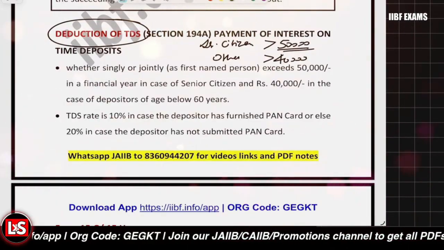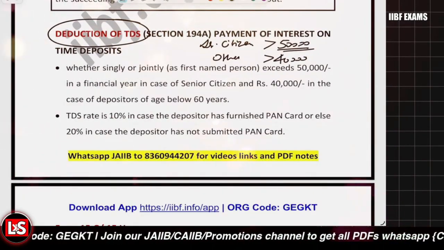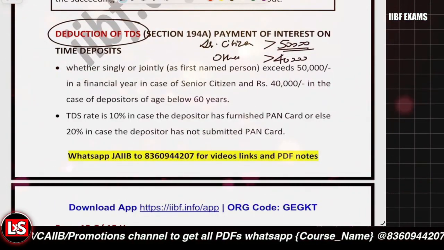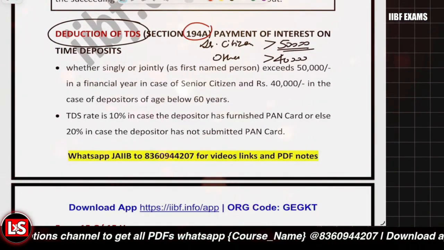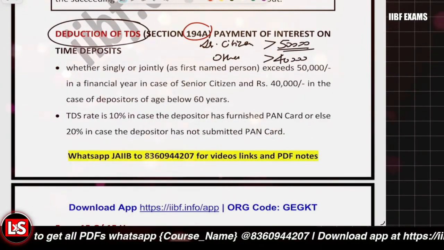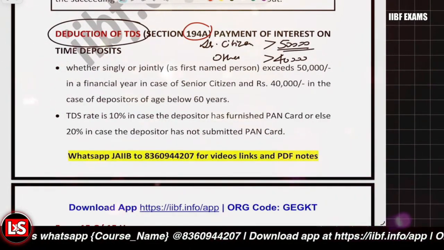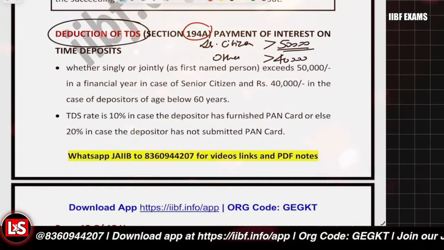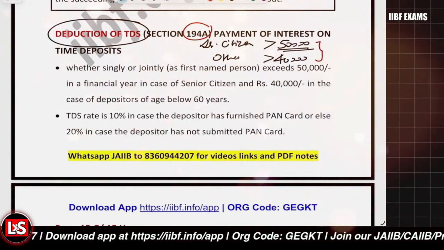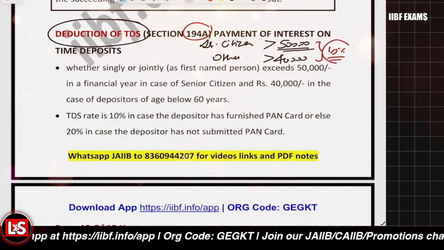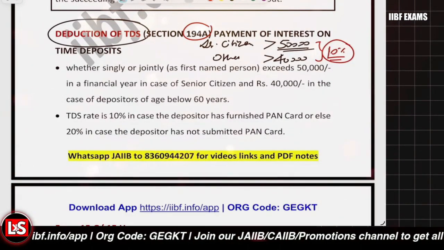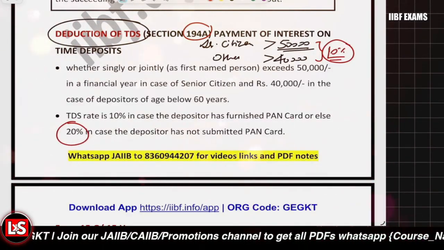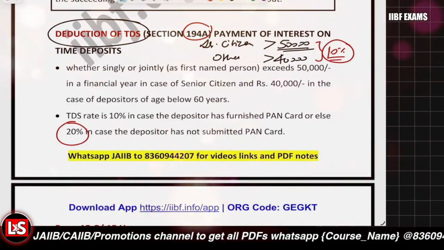And that TDS is deducted as per Section 194A of the Income Tax Act. You need to memorize this section. This is 194A. And further, this is basically the tax rate. If the PAN card is available, the TDS is deducted at 10%. But if the PAN card is not available, in that scenario, the TDS deducted will be 20%.